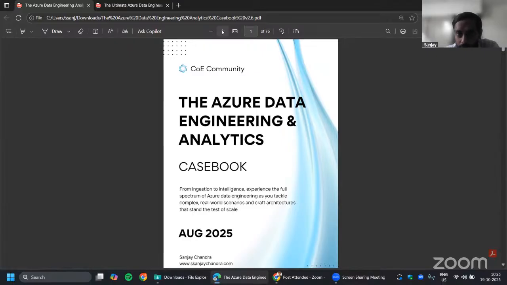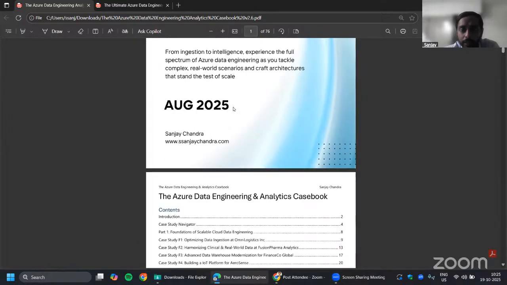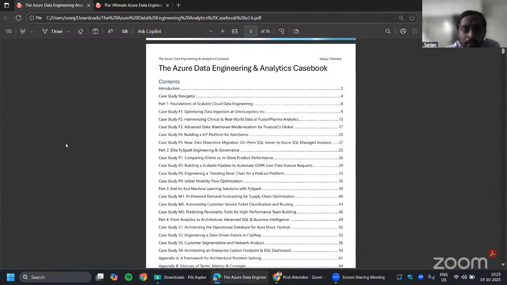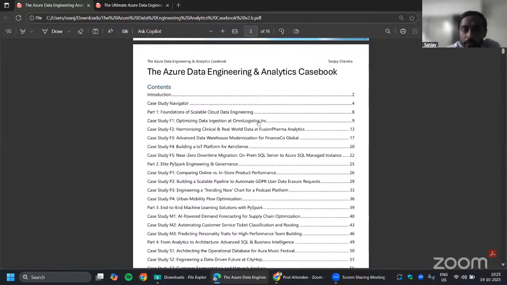Some of these cases can definitely be translated to Fabric to a certain extent, but again, Fabric is a different thing altogether. The cases in this book cover different scenarios. For example, one is talking about pipelines. The second topic, which is very interesting, is migration. So if you look at it, the first one talks about pipelines.